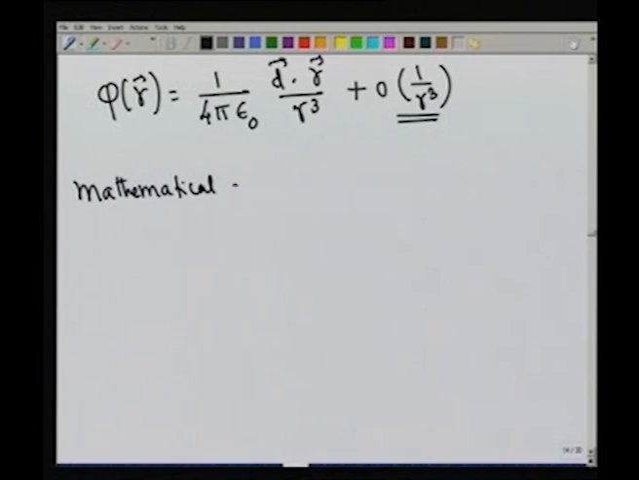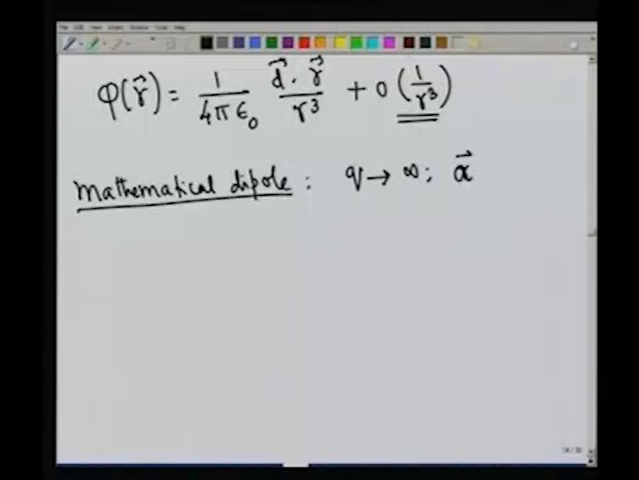So in the case of the mathematical dipole, which is an idealization, what I will do is to take q going to infinity, that is, q1 goes to infinity, q2 goes to infinity, q1 is equal to minus q2. The distance between them, let me call it a, goes to 0, but qa is finite. Now, what you should do is to look at the higher order terms.